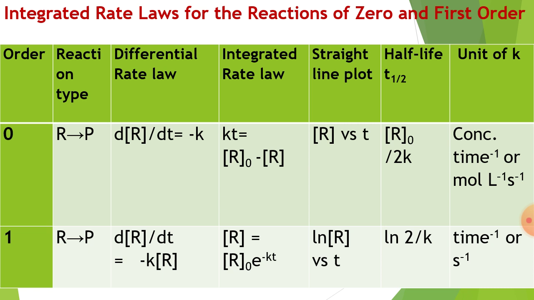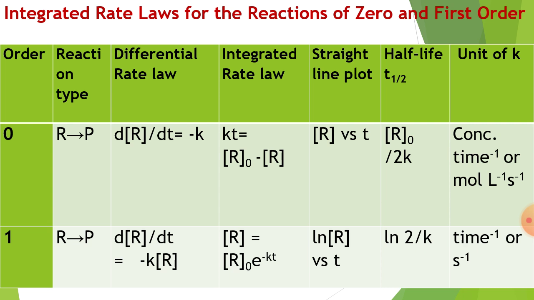If we integrate this law, we find the integrated rate law equation: Kt equals R naught minus R. Here a straight line plot is drawn when we plot a graph between R, the final concentration, versus T. Half-life T half for zero order reaction is R naught divided by 2K, and the unit of K is concentration time inverse, or mole per liter time inverse. So this is the summary of zero order reactions which you have to know.